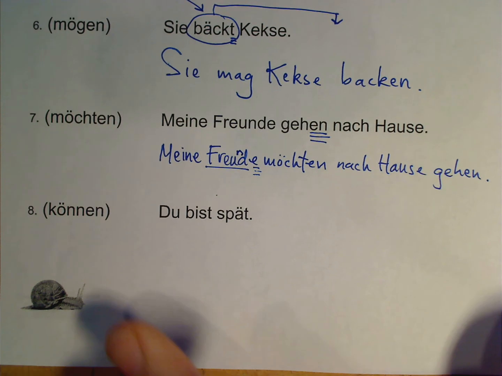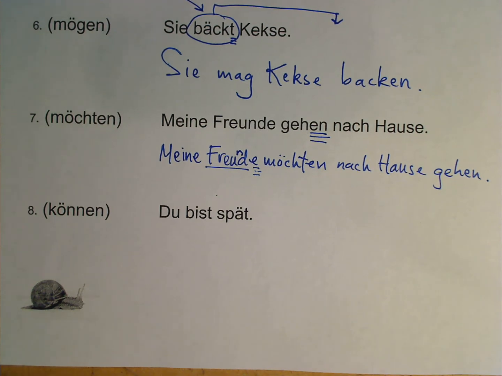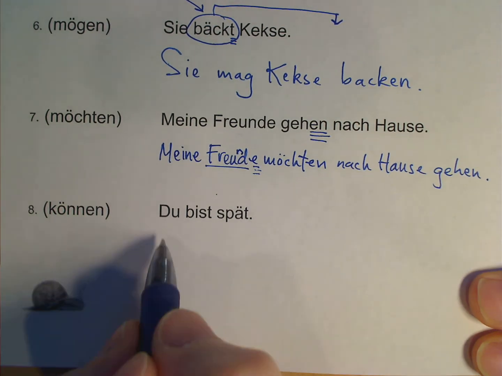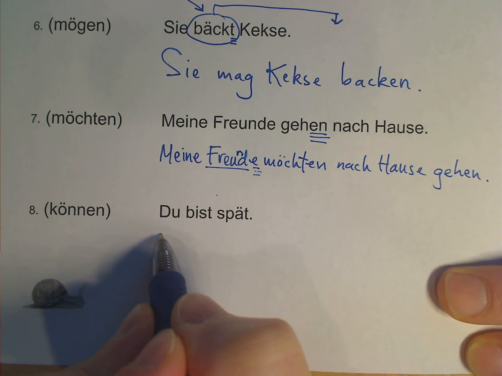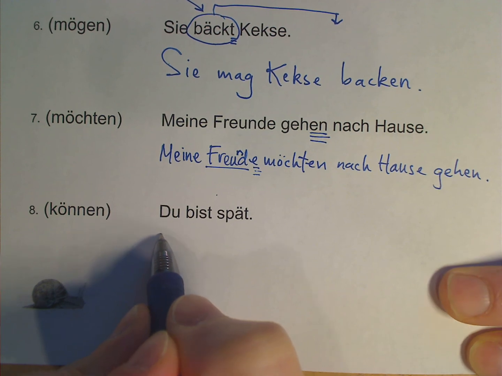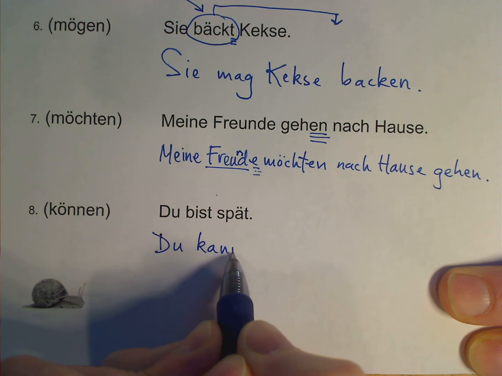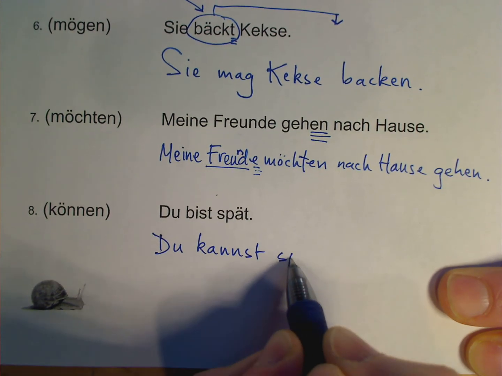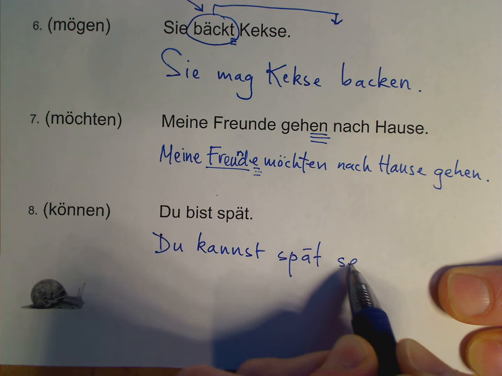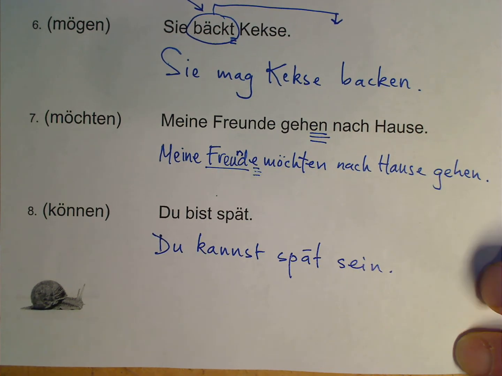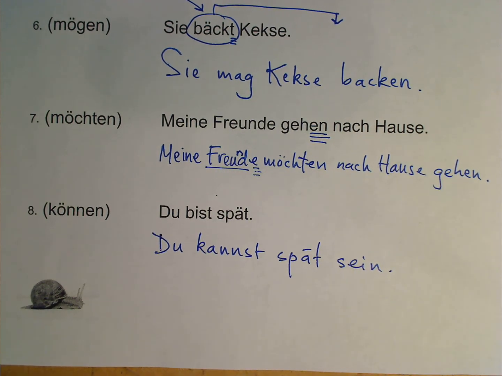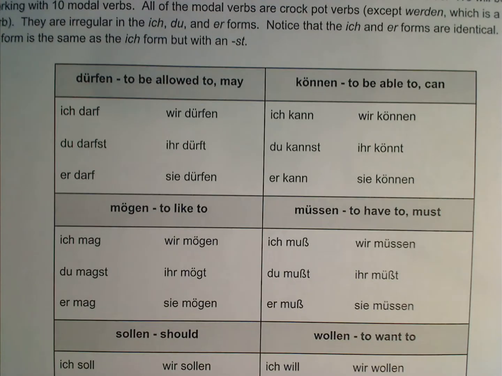And then our last one, du bist spät. You are late. Remember, you can pause this, try it on your own, and compare. Du kannst spät sein. Du kannst spät sein. You can be late. So, ladies and gentlemen, remember, there are 10 modal auxiliary verbs.